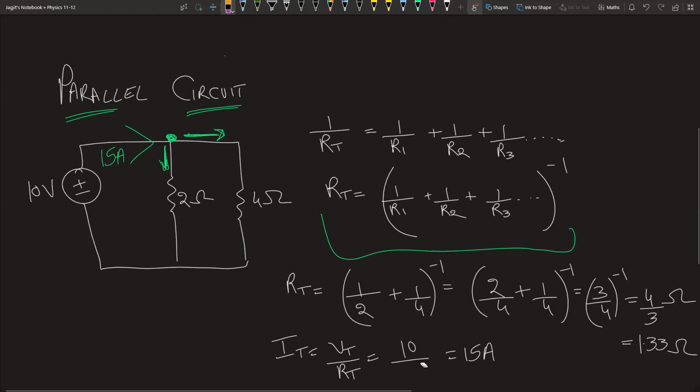Then we come back over here and we say it's going to be 10 divided by 1.33. And that gives us 7.5. Okay, so it's 7.5 amps which comes out of this. Okay, so now this is 2 ohms. This is 4 ohms. We know the total current that's coming over here, but I know it gets split up. Some of it goes this way, some of it goes that way. How do I know how much goes this way and how much goes this way?